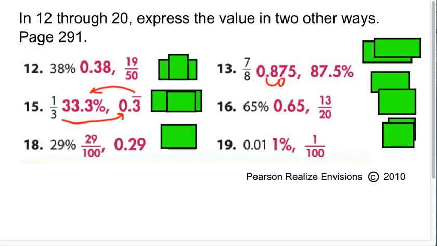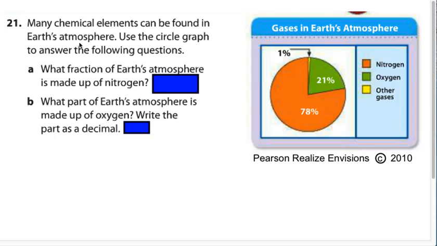So let's go on to the next set of problems, and let's take a look at problem 21. They have two parts here. And what they're asking us, many chemical elements can be found in Earth's atmosphere. Use the circle graph to answer the following questions. Okay, so here's our circle graph. You have orange is nitrogen, green is oxygen, and yellow, this little 1%, represents other gases. Okay, all of these together, if you add them up, equal 100%.